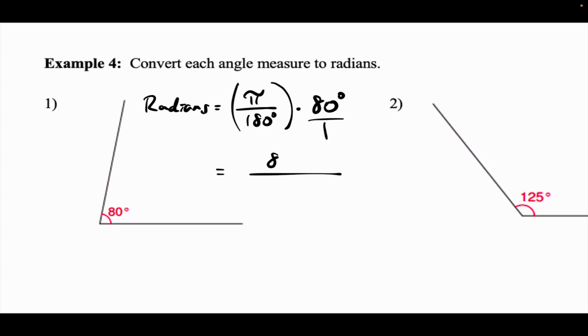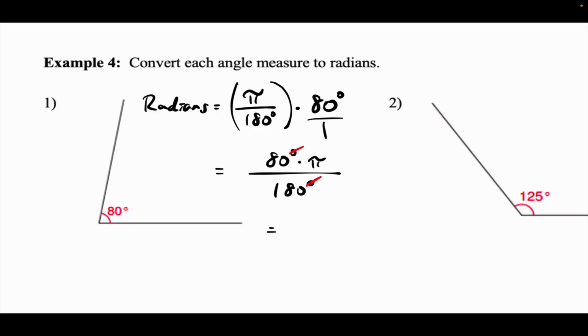On top, I have 80 degrees times pi. It's two vertical lines and then a little wavy. On bottom, I'm just going to get 180 degrees because times 1 is just itself. Last thing, reduce. Degrees divided by degrees. Degrees goes away, so I don't need degrees anymore. 80 and 180. I've got to reduce 80 and 180.